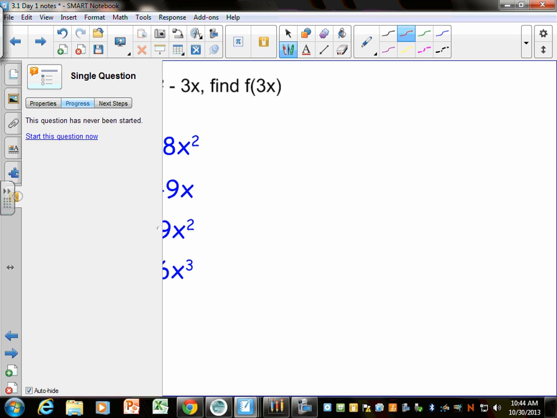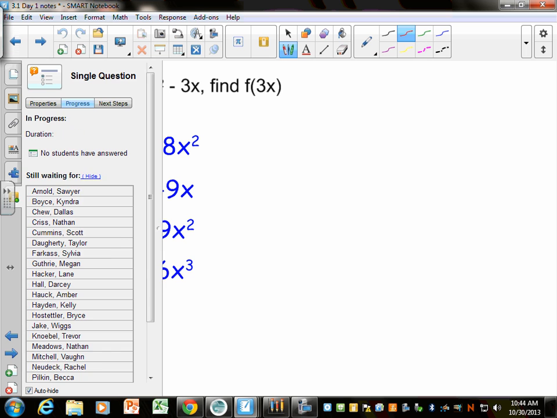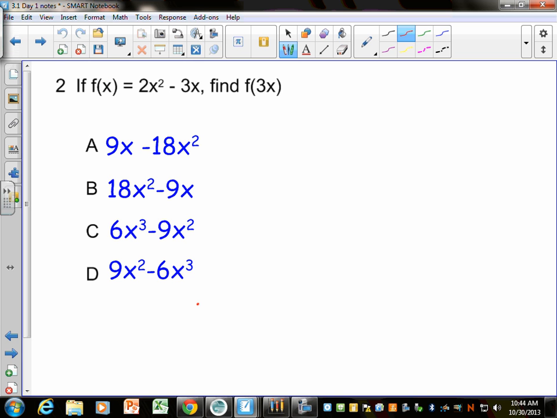Oh, wait, I have to start this one. Start this question now. Then you can write it down. So now, if f of x equals 2x squared minus 3x, find f of 3x.